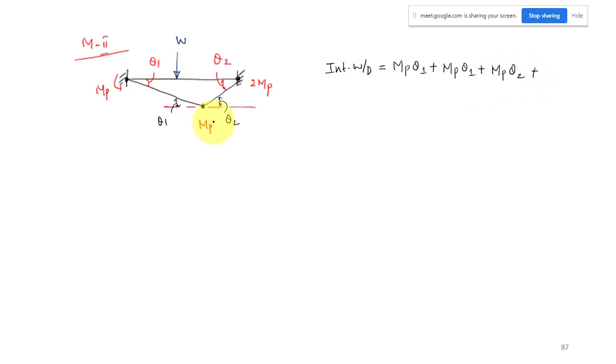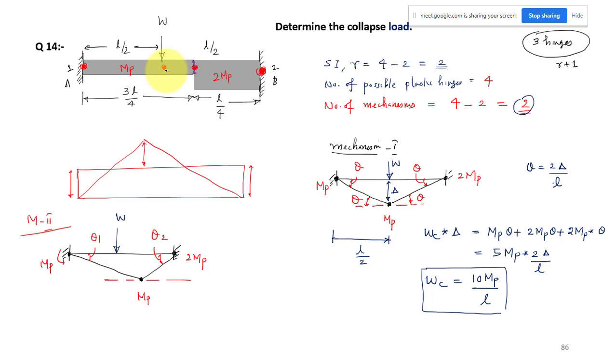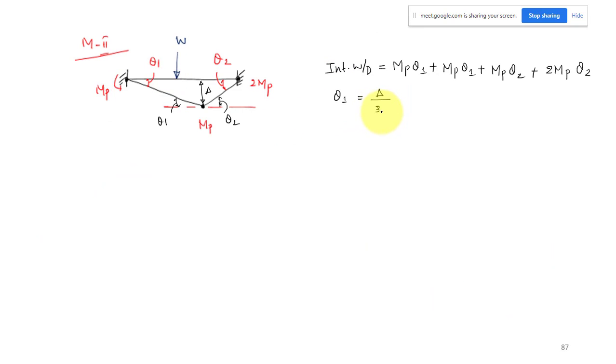Okay, plus 2 times Mp, 2 Mp theta 2. Okay, and let us take this as delta. So then your theta 1 is equal to delta divided by 3L by 4, so this is equal to 4 delta by 3L. And theta 2 is delta by L by 4, so that is 4 delta by L, because this distance is L by 4.